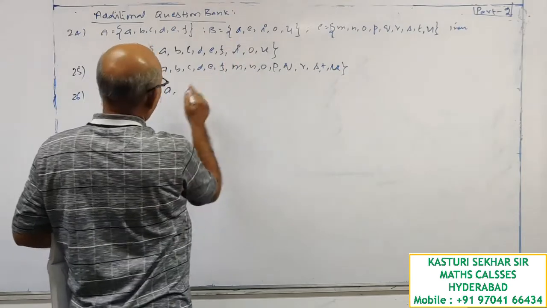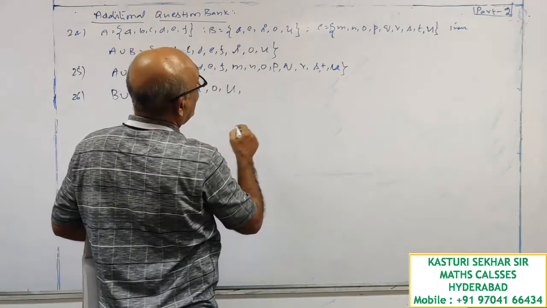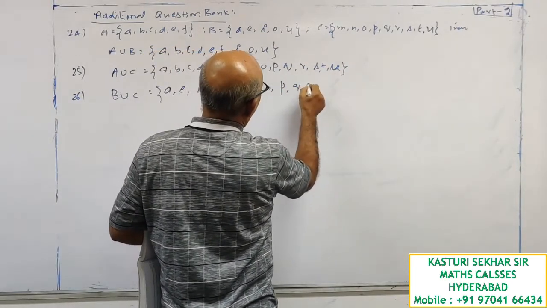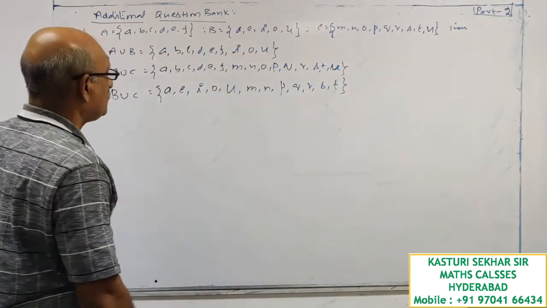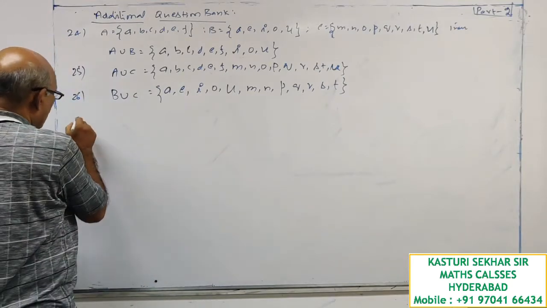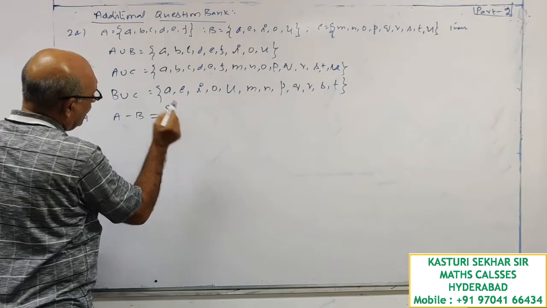a, e, i, o, u. Then m, n, o is already included. p, q, r, s, t. u already included. That is B union C. Now look at the 27th question. A minus B.